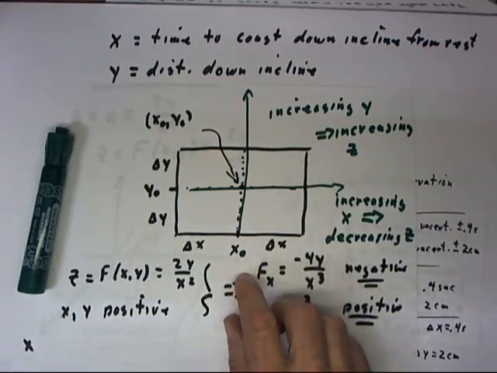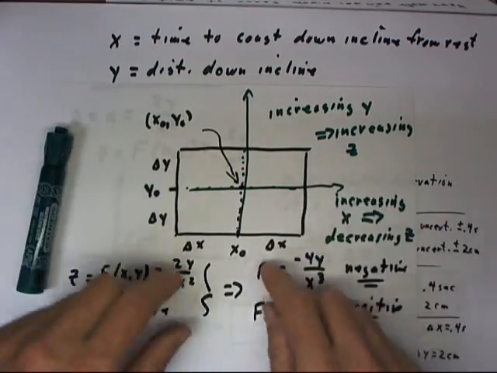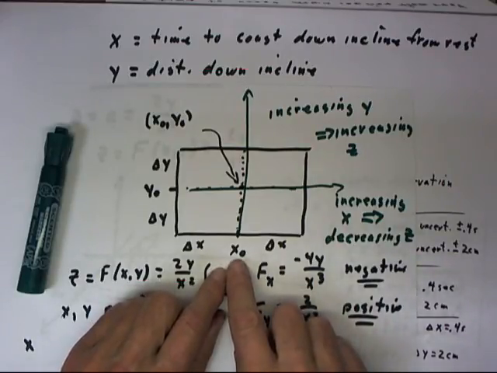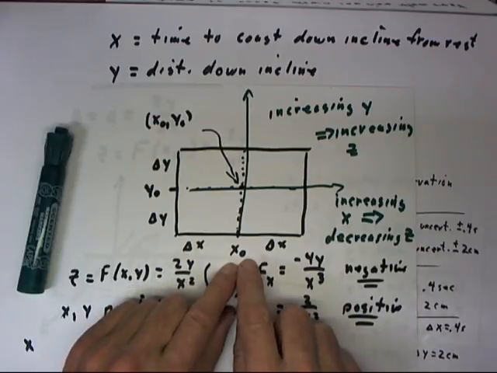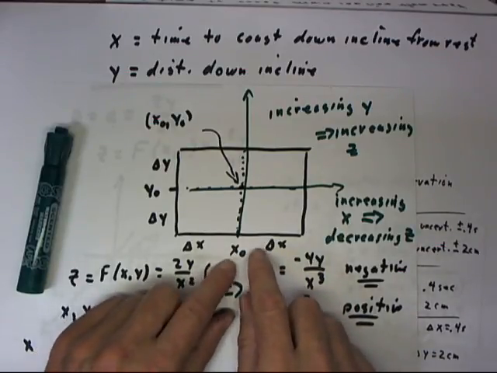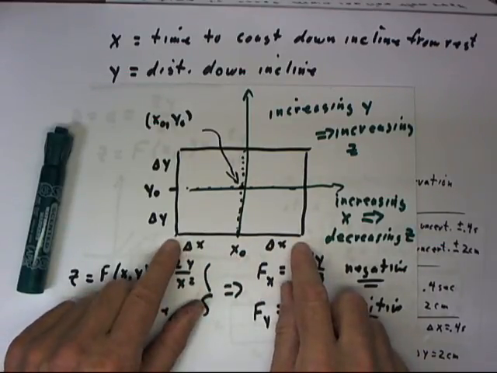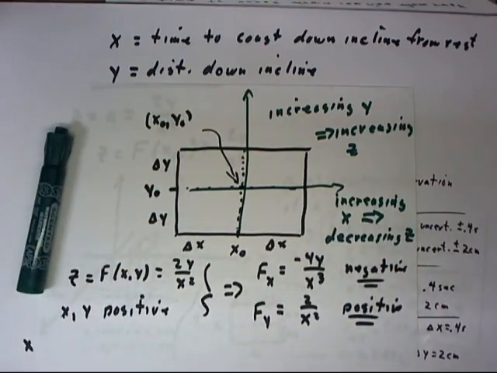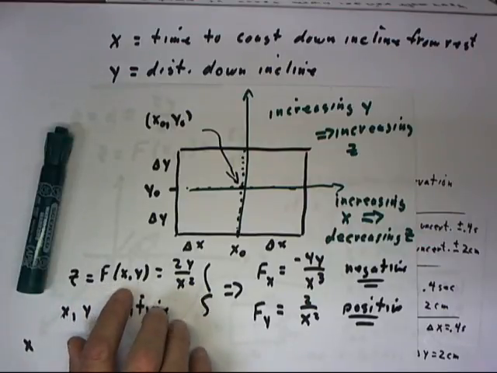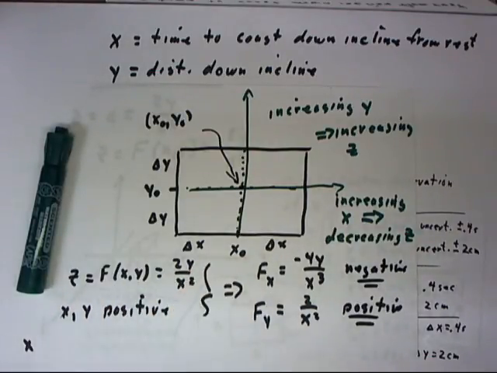We have an observation of an x and a y. We've observed a value x naught and a value y naught. We regard the value x naught as being uncertain by plus or minus a delta x, and y naught being uncertain by plus or minus a delta y. Our function z equals f of x, y, 2y over x squared.